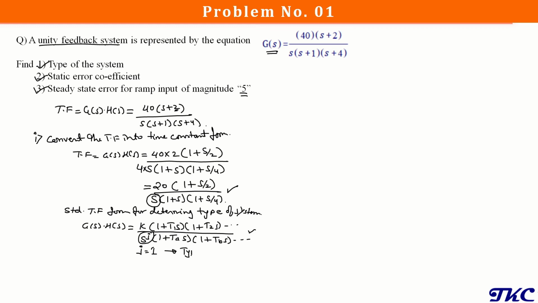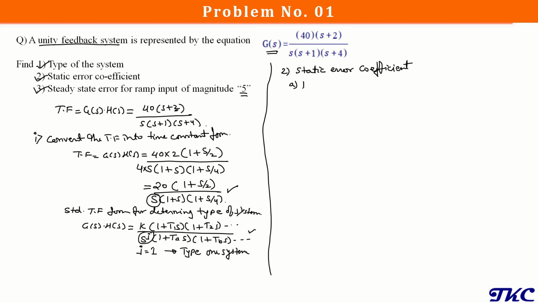So this is the type 1 system. Now let's find the second question, that is the static error coefficients. So we know that first we have Kp, that is the positional error coefficient, and we know that it is given by limit s tends to 0 of G(s) into H(s). So we have the value of G(s) into H(s), this one. So directly we can substitute that.